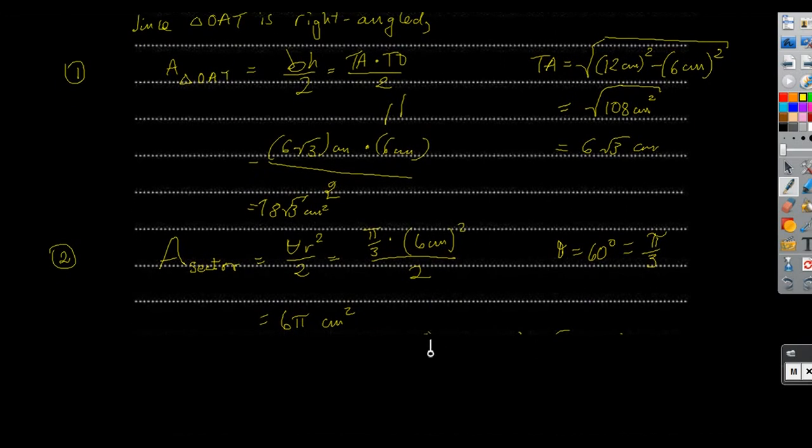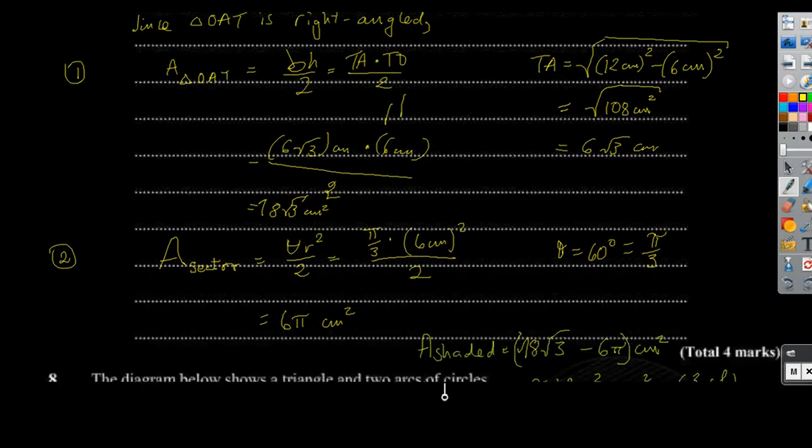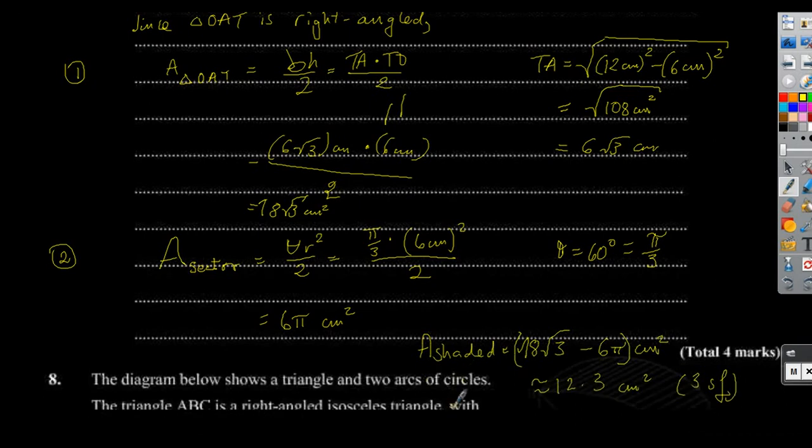Okay, and now we can complete the story. We've got both parts. So I can calculate the area of the shaded region. First part, 18 root 3 minus 6 pi centimeters squared. That's the triangle minus the sector. And then, if I want to, I can take my calculator and obtain an approximate version.